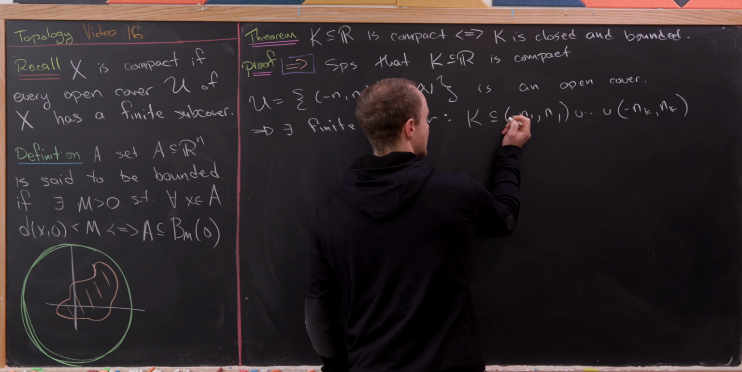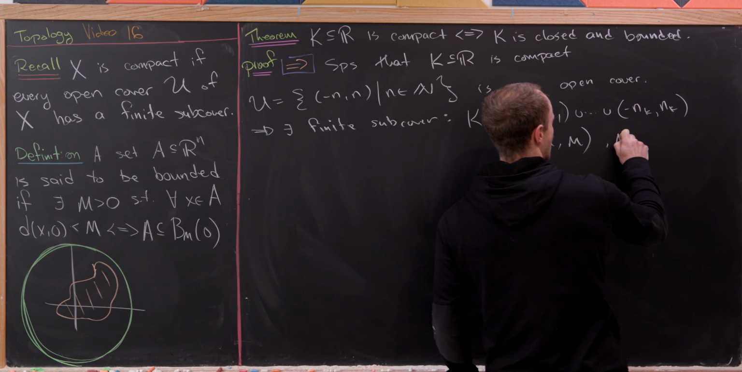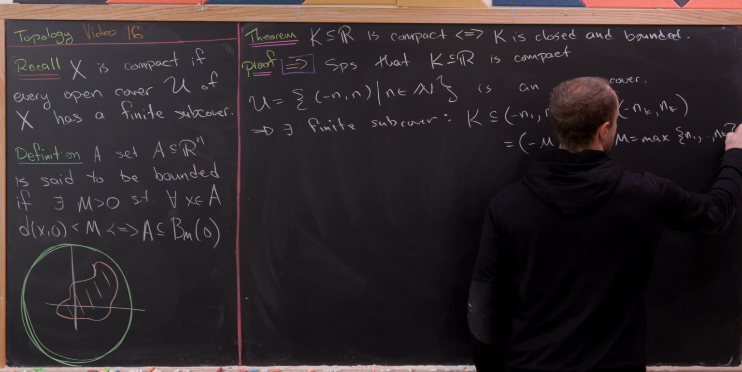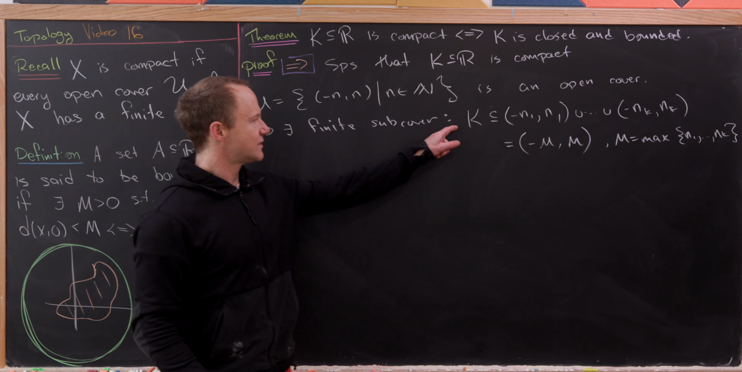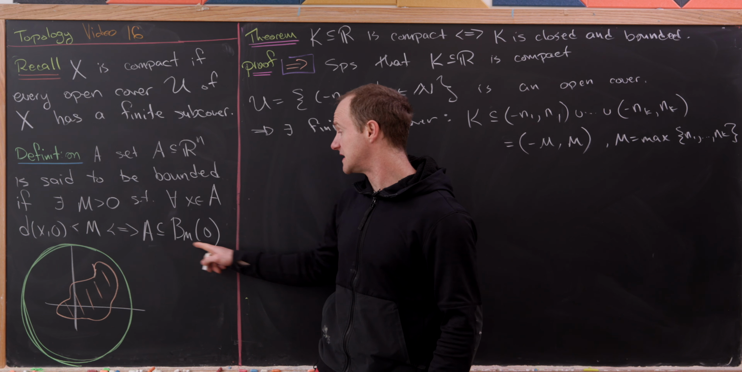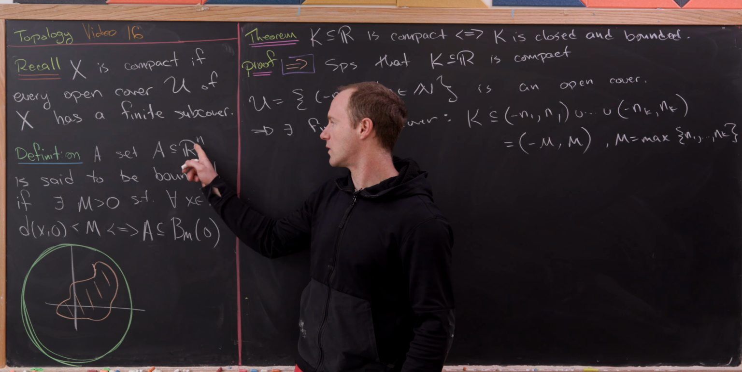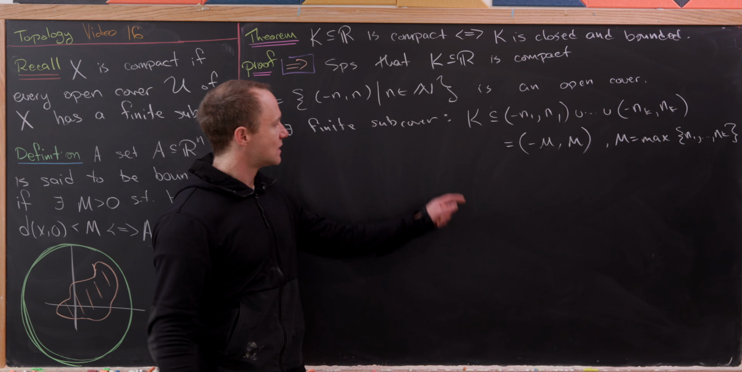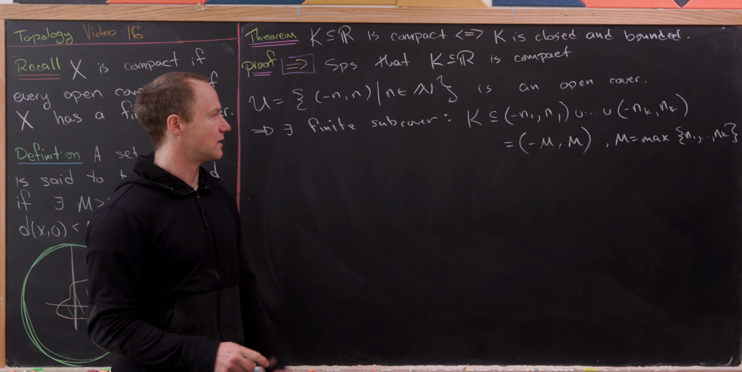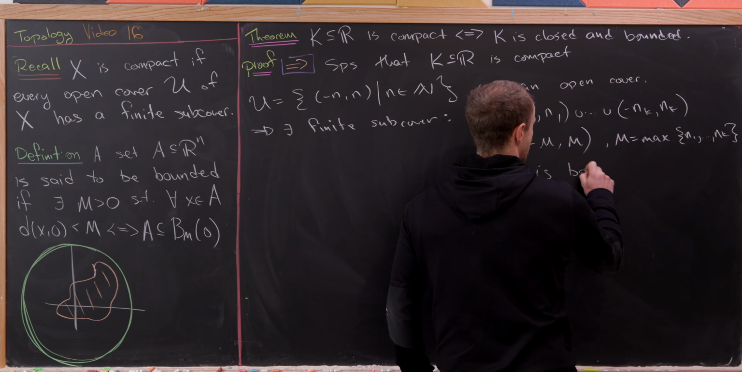So that means that this union right here is in fact equal to minus m to m, where m is going to be the maximum of n1 up to nk. But let's notice that K being inside of that interval is exactly this condition right here, specified down to the n equals 1 or just the real number line thing. So notice that minus m to m is in fact the ball of radius m centered at 0 in the real line. So in other words, what we have here is K is bounded.